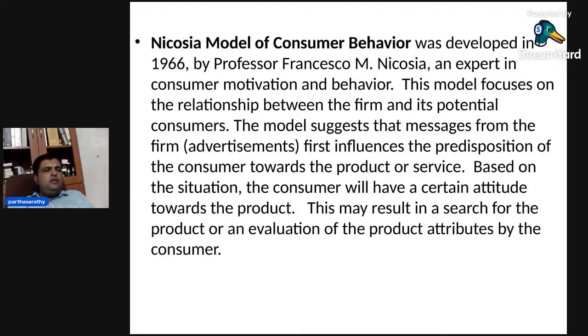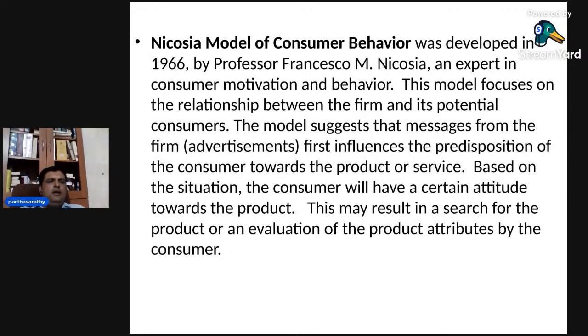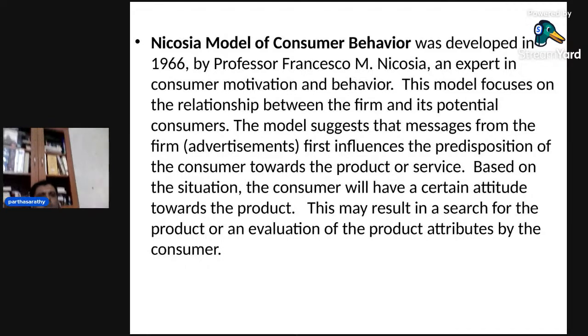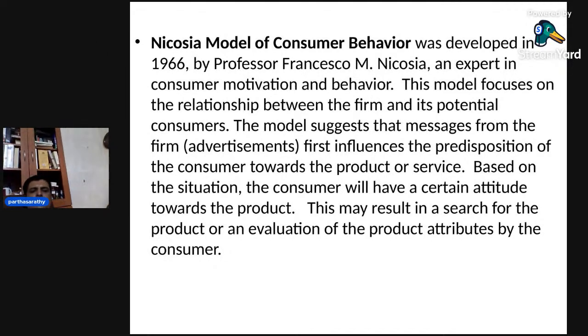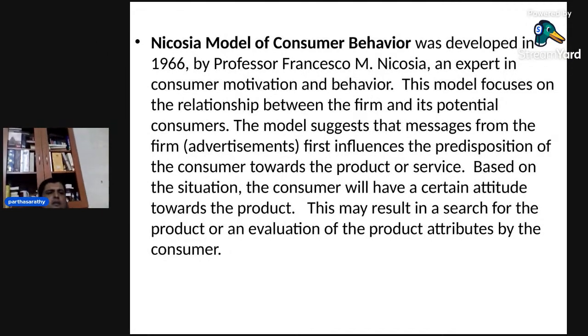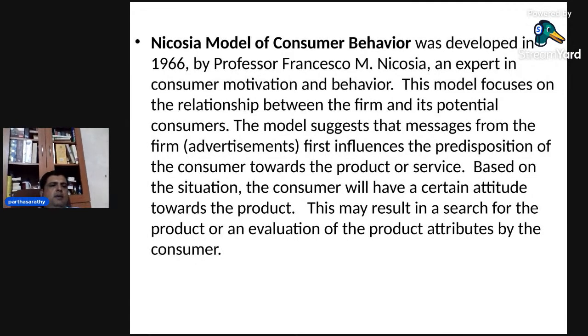So if there is not much creativity, it may not attract the customer. That is why the first influences the predisposition of the consumer towards the product or the services. If the advertisement is very attractive, it may catch the attention of the customer immediately. So based on the situation, the consumer will have a certain attitude towards the product, either a favorable attitude or an unfavorable attitude.